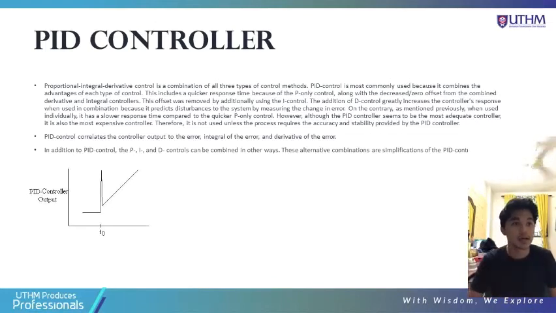The PID controller is proportional integral derivative control. It is a combination of all three types of controller methods. PID control is the most commonly used because it has more advantages. It also has a quicker response time. Then it is also the most expensive controller. The PID controller correlates the control output to the error, the integral of the error, and the derivative of the error. In addition to PID control, the P, I, and D controls can be combined in other ways.